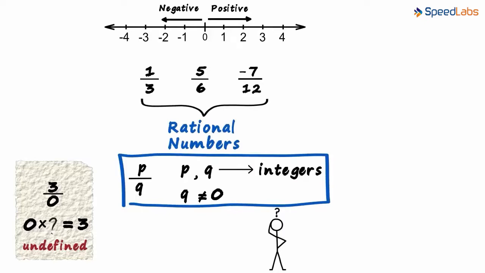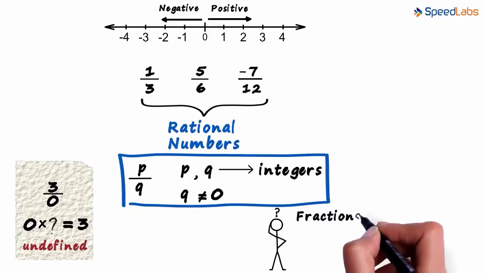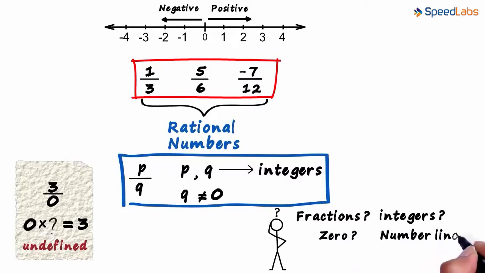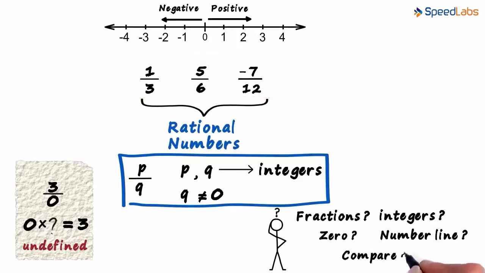What is the difference between rational numbers and fractions? Are integers classified as rational numbers? What about 0? How do we plot such numbers on a number line? And how do we compare two rational numbers?